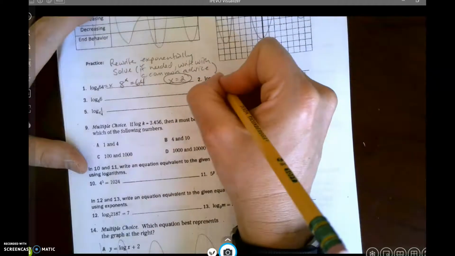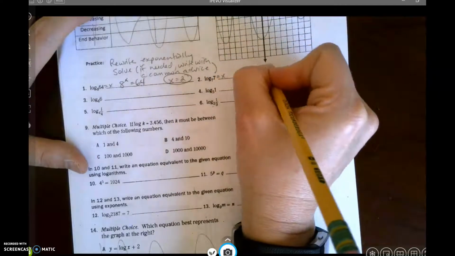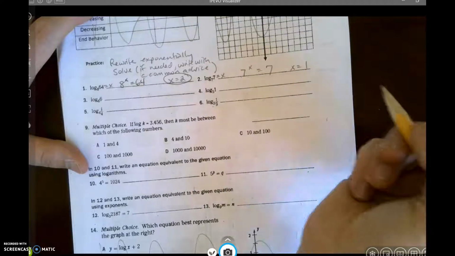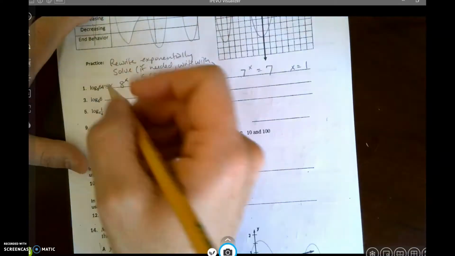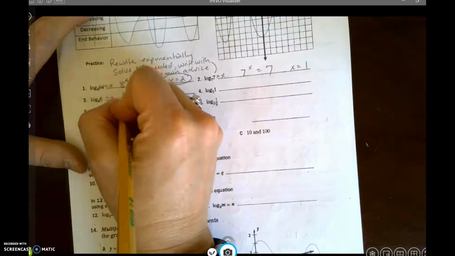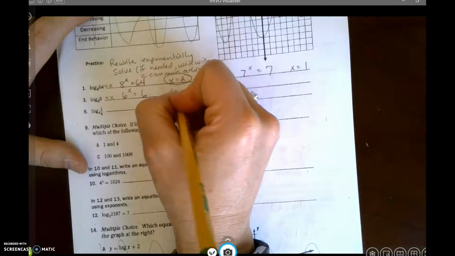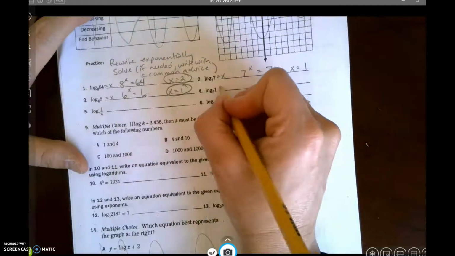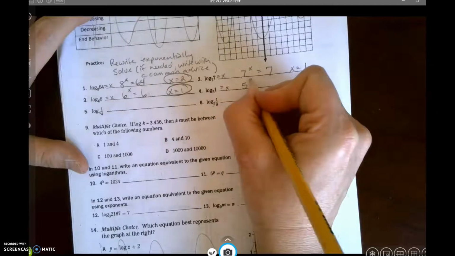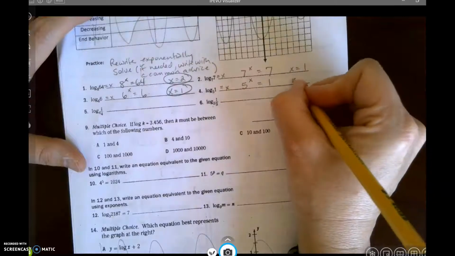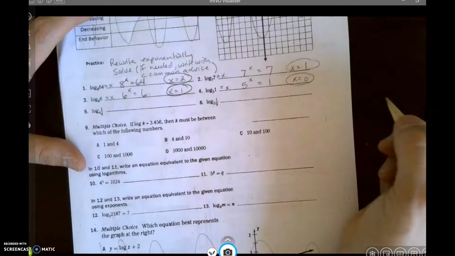Let's go to number 2. 7 to the x equals 7. Well, that one's pretty easy for me. x is simply x to the first. 7 to the first is 7. Let's go to number 3. 6 to the x equals 6. Well, 6 to the first is 6, so x is 1 again. Let's go to number 4. 5 to the x equals 1. Remember, anything to the 0 power is 1. x is 0.